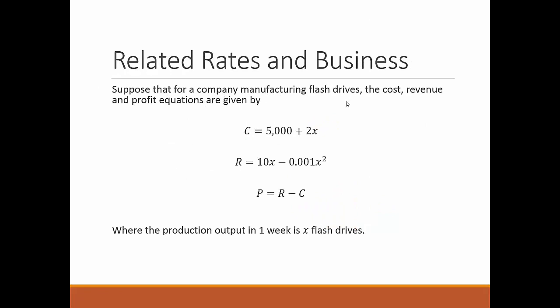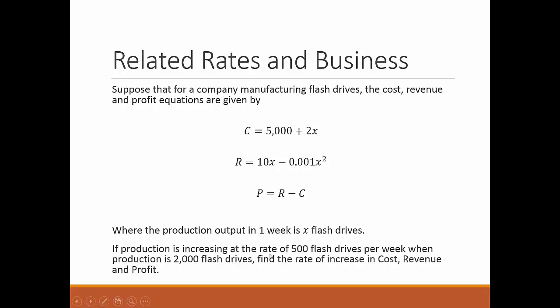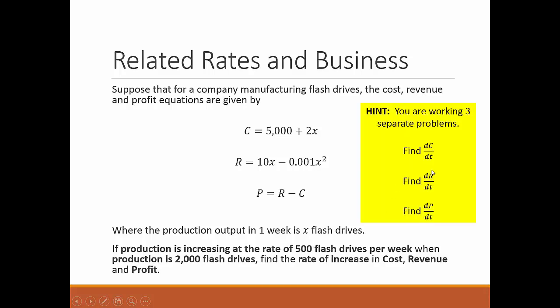Suppose that a company is manufacturing flash drives. The cost, revenue, and we can find profit by revenue minus cost, are given, where the production output in one week is X flash drives. If the production is increasing at the rate of 500 flash drives per week, when production is 2,000 flash drives, find the rate of increase in cost, revenue, and profit. So if you notice, you're working three different problems here. You're finding the rate of increase of cost, of revenue, and then of profit.